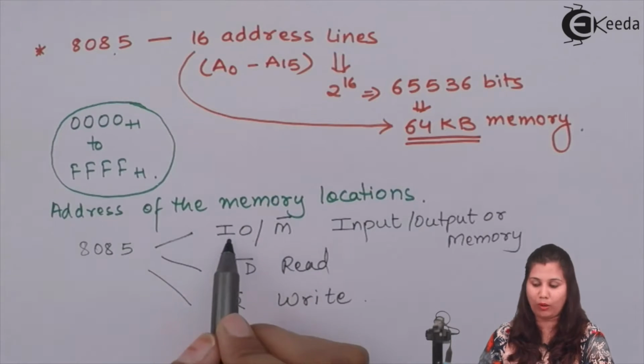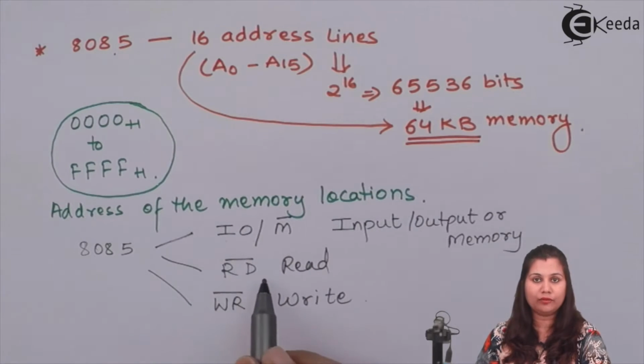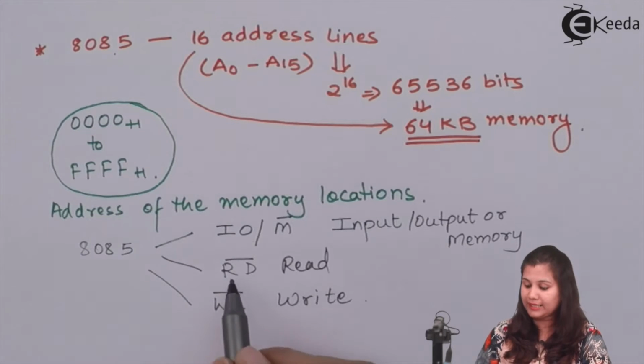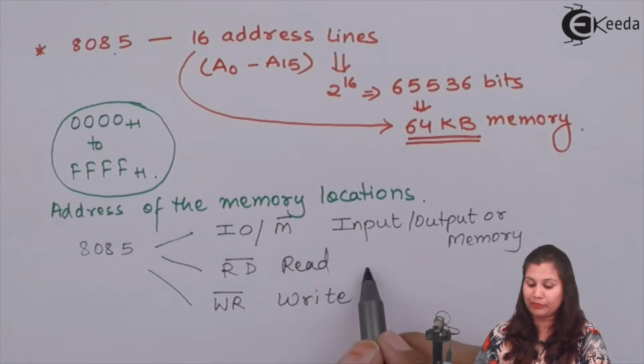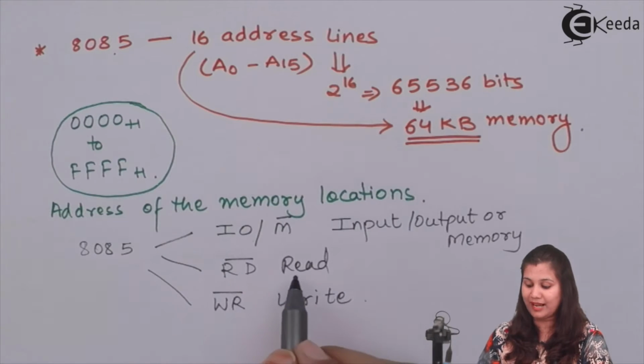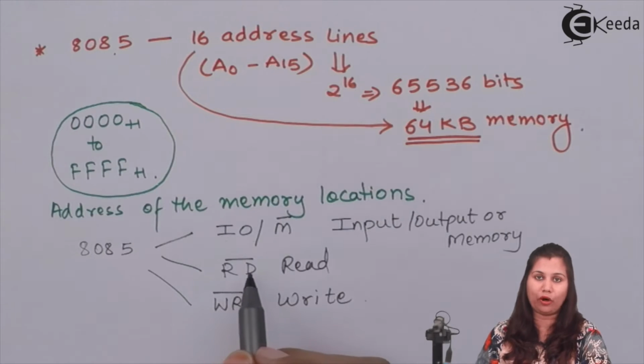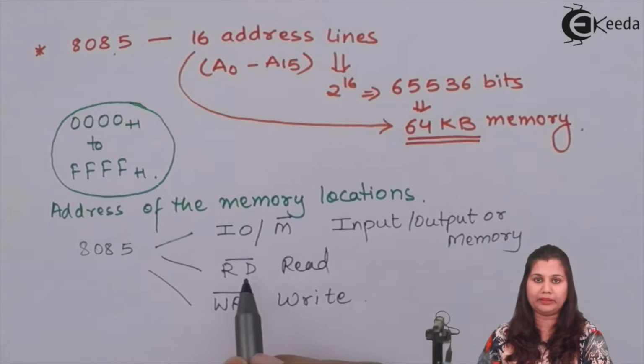So it means that this will be active when its value is 0 and this signal will be active when its value is 1. Now again we have this RD bar, an active low signal, which means it will be active when its value is 0. This is the read signal. When it is active, the 8085 microprocessor is performing the read operation, that means it is reading the data from the memory.